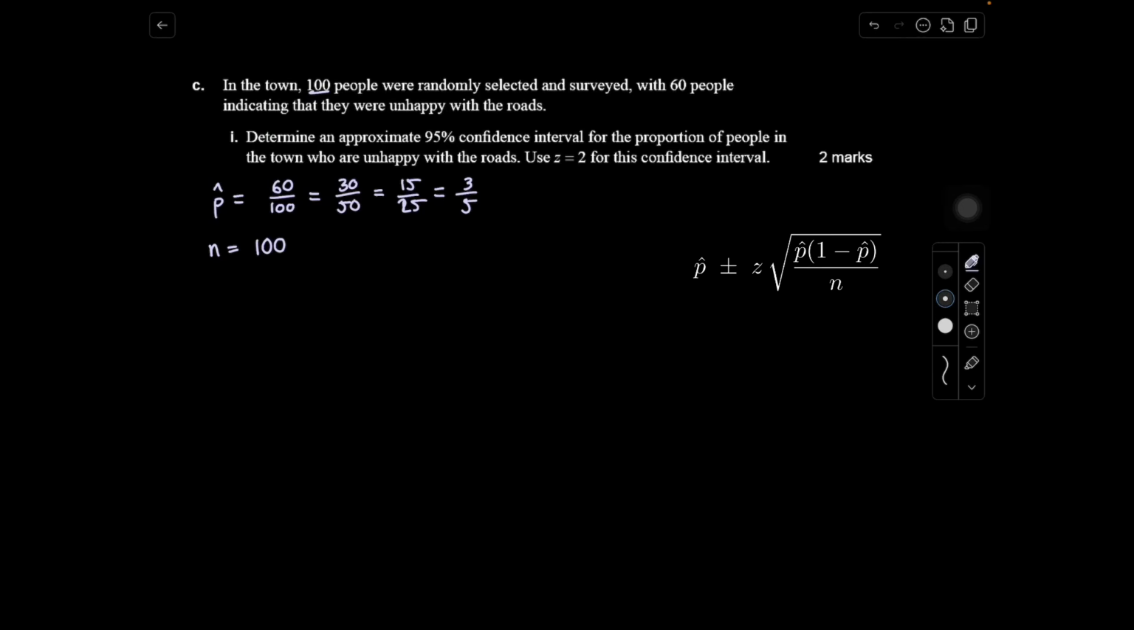So our formula tells us that to get the confidence interval, you get your p hat and you plus or minus your z score, and then this portion here, which is your p hat, 1 minus your p hat, over n. So let's work out what this is. Once we work that out, we can just add and minus it from 3 over 5 to get both parts of our interval. So I'll do it in a different color here.